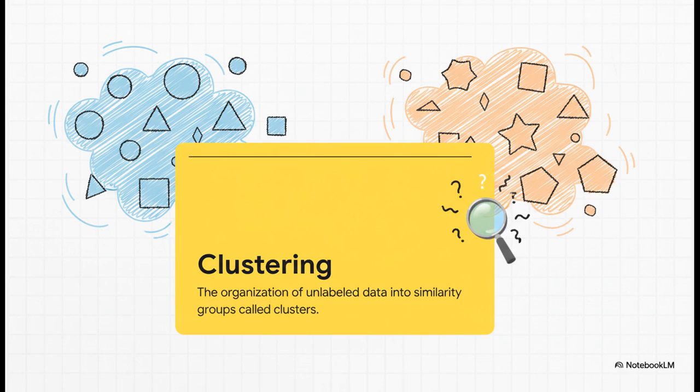So here's the key idea, the absolute core of it all. Clustering is all about finding similarities. The whole goal is to create groups where everything inside a cluster is super similar to each other, but really, really different from the stuff in all the other clusters. And the coolest part? It does this without any pre-existing labels telling it what to look for. It finds the patterns all on its own.